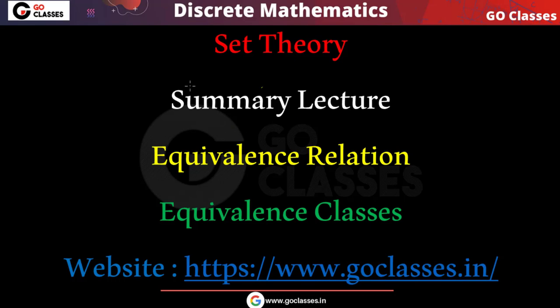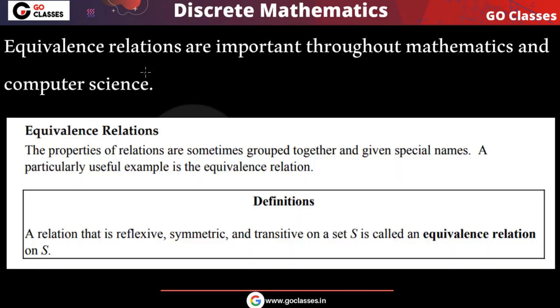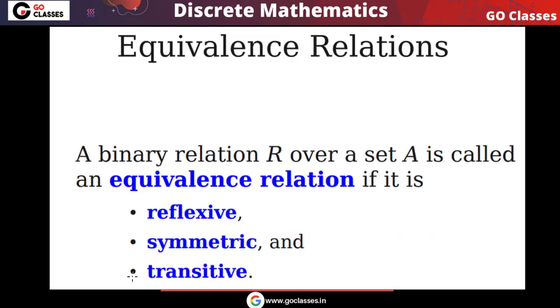Hi everyone. In this summary lecture, we will see what is the equivalence relation, what are the equivalence classes. Equivalence relation is very important in computer science, also in mathematics. What is equivalence relation? Equivalence relation is basically a relation which is reflexive, symmetric, transitive.